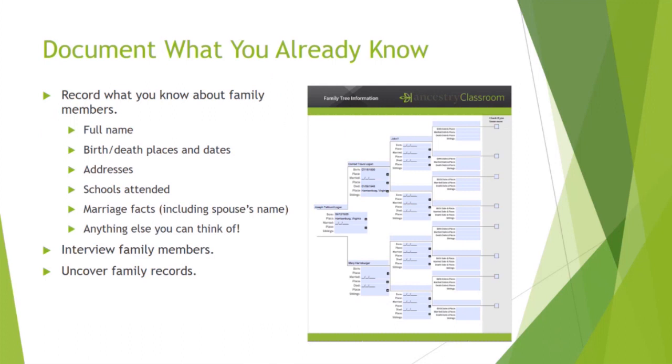Next, you want to document what you already know. Record what you know about all your family members, their full names, their birth and death places and dates, where they lived, what schools they went to, facts about their marriages, including their spouse's name. That's pretty important. Anything else you can think of about the family members that you know, write it down.